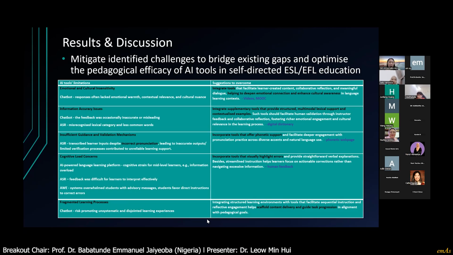So the next step is we will suggest a guideline, framework or model to guide instructors on the proper way to select AI tools which they can merge together, so that they can use them wisely and optimize the tools to fully support the students' learning.